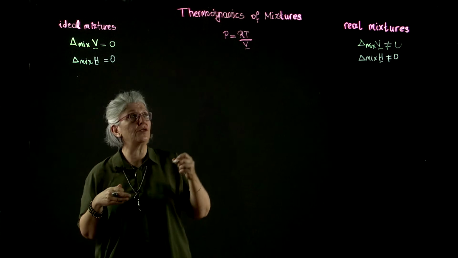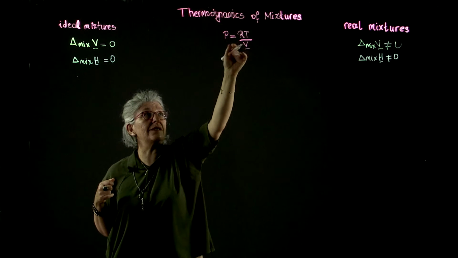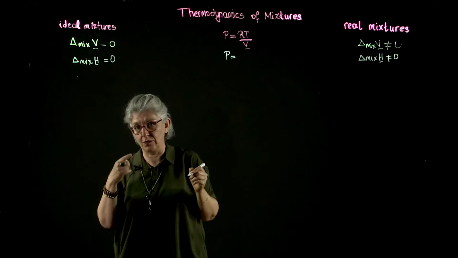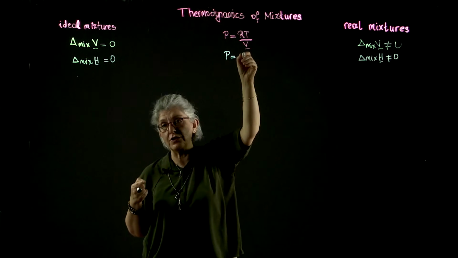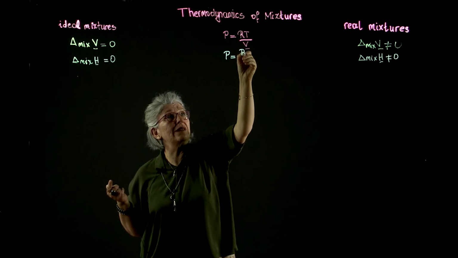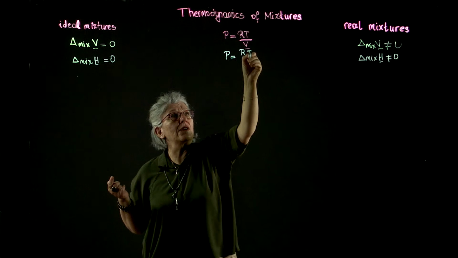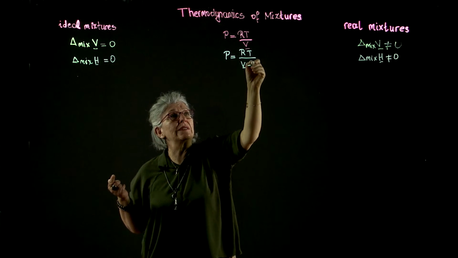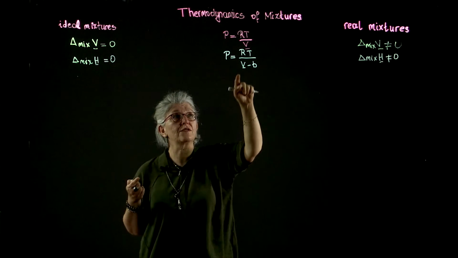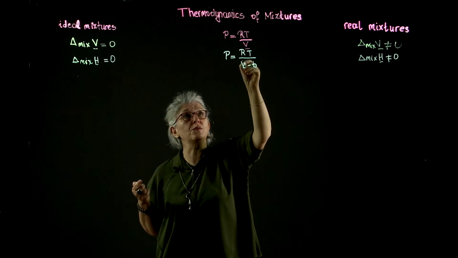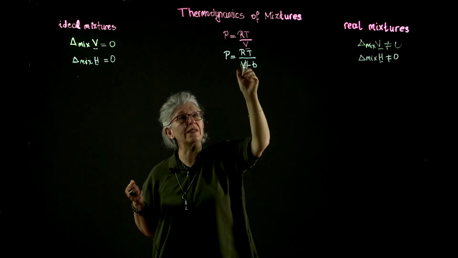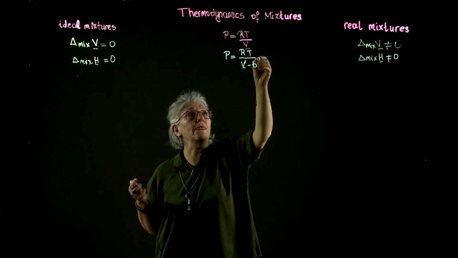However, for the real fluids, we need to correct this by taking care of the volume occupied by the molecules. The first correction we introduced, indeed, it was introduced by van der Waals, was to take care of the volume occupied by the molecules. So this volume is the total volume. By subtracting the volume occupied by the molecules, we are estimating the volume of the void.